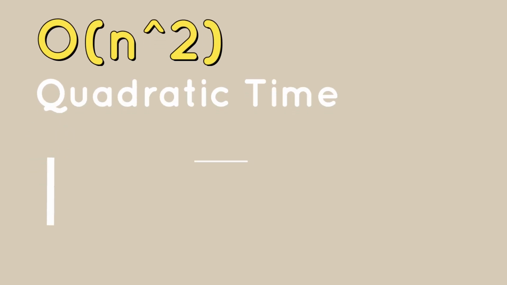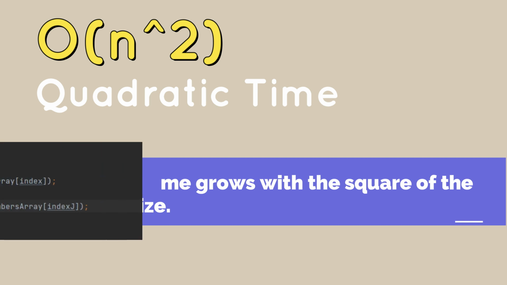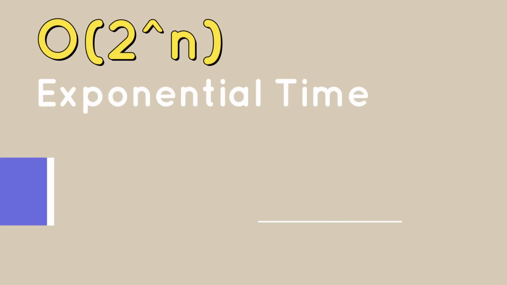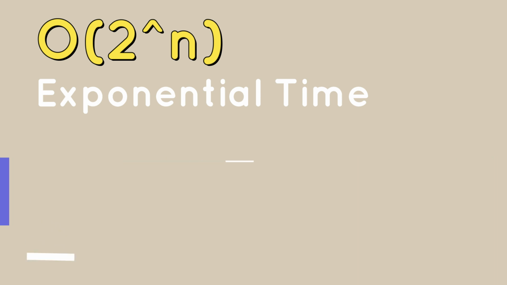O(n^2) is quadratic time. The runtime grows with the square of the input size. Example, nested loops. O(2^n) is exponential time. The runtime grows exponentially with the input size. Example, recursive algorithms without memoization.